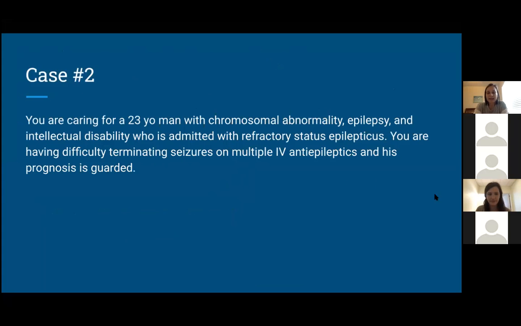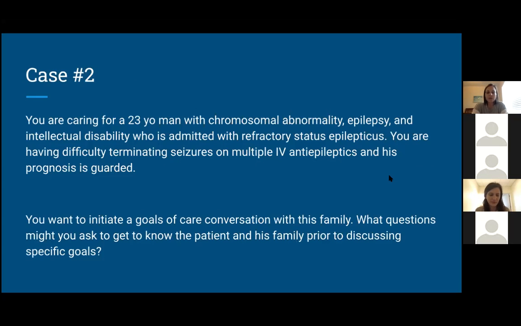And so with that, we wanted to go to a second case. For the second case, you're caring for a 23-year-old man with a chromosomal abnormality, epilepsy, and intellectual disability who's admitted with refractory status epilepticus. You're having difficulty terminating seizures on multiple IV anti-epileptics, and his prognosis is guarded. You want to initiate a goals of care conversation with this family.